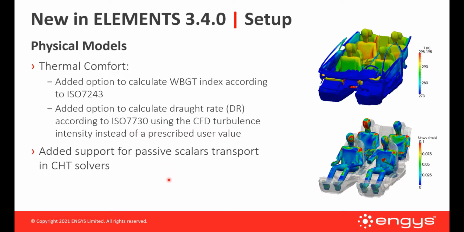And the other thing we've done is to expand the capabilities of our conjugate heat transfer solvers in order to accept passive scalars as well. So now we can solve for passive scalars when doing CHT in case we want to release a tracer or simulate something like a smoke, some kind of passive scalar.